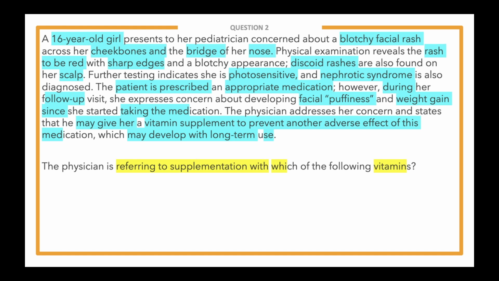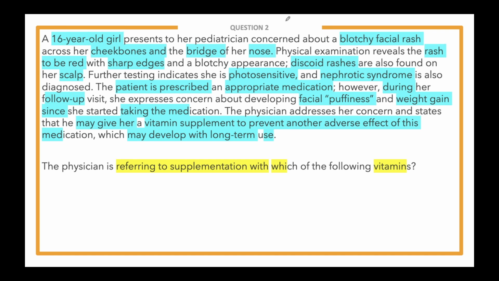Thank you, Sean. So we'll go ahead and show you what we think are the important clues in that vignette and the lead-in. So with this question, we actually have a pediatric patient, so a 16-year-old girl. So that's going to be important here, okay? They also give us some cutaneous or skin findings that she presents with, okay? And we kind of highlighted all of those. We also know that then the patient is prescribed a medication, okay? She then develops some things that are concerning to her, and then the physician gives her a vitamin supplement, okay?